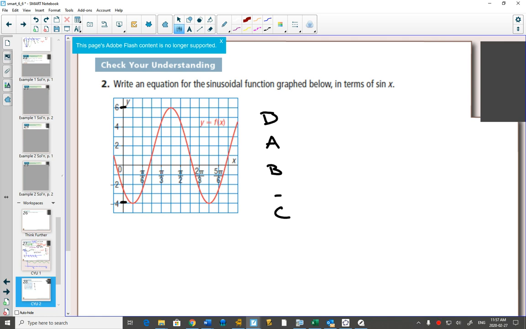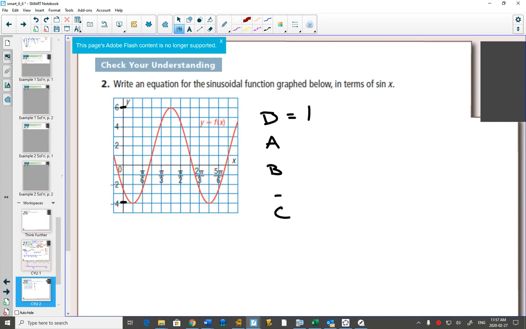Find the middle of them. How do you find the middle between two values? You take the maximum and the minimum, add them together, then divide by 2. Yeah, it's just an average. If I add them together, 6 plus -4, I get 2. 2 divided by 2 will be 1. So we know that our D value is 1.